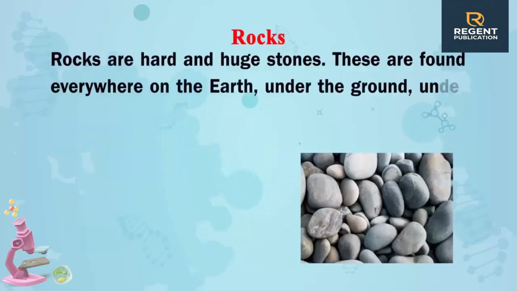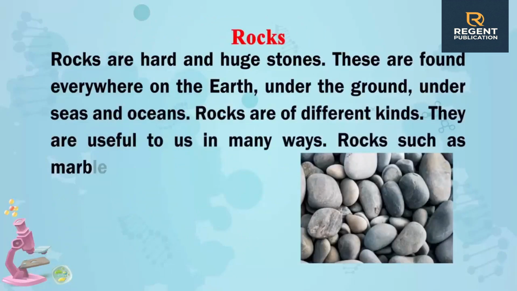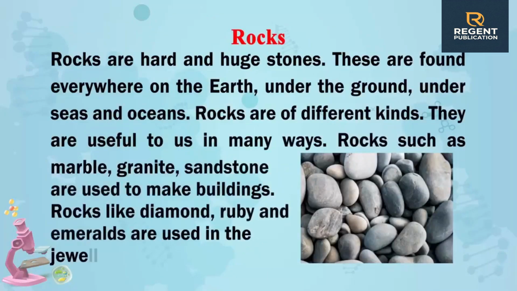Rocks are hard and huge stones. These are found everywhere on the earth, under the ground, under seas and oceans. Rocks are of different kinds. They are useful to us in many ways. Rocks such as marble, granite, sandstone are used to make buildings. Rocks like diamond, ruby and emeralds are used in jewelry.